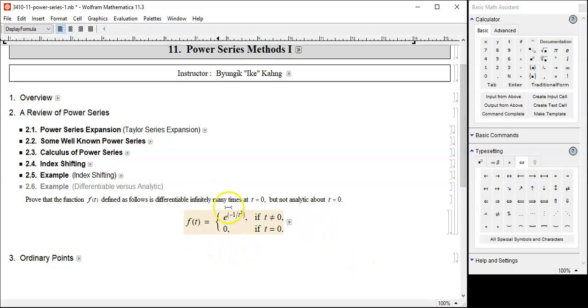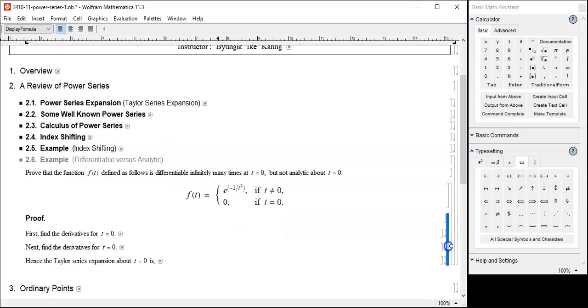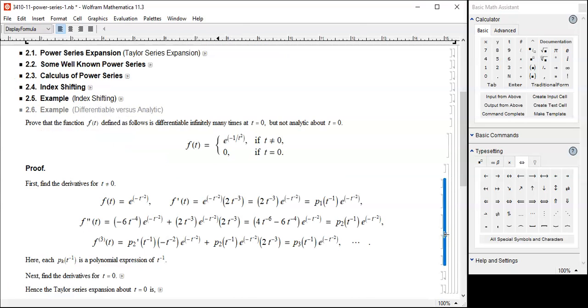It turns out this function is differentiable infinitely many times. However, it is not analytic. It'll have the radius of convergence 0. So how does that work? First, let's find the derivatives whenever t is not equal to 0. That is, simply take the derivative from this one, disregard this part.